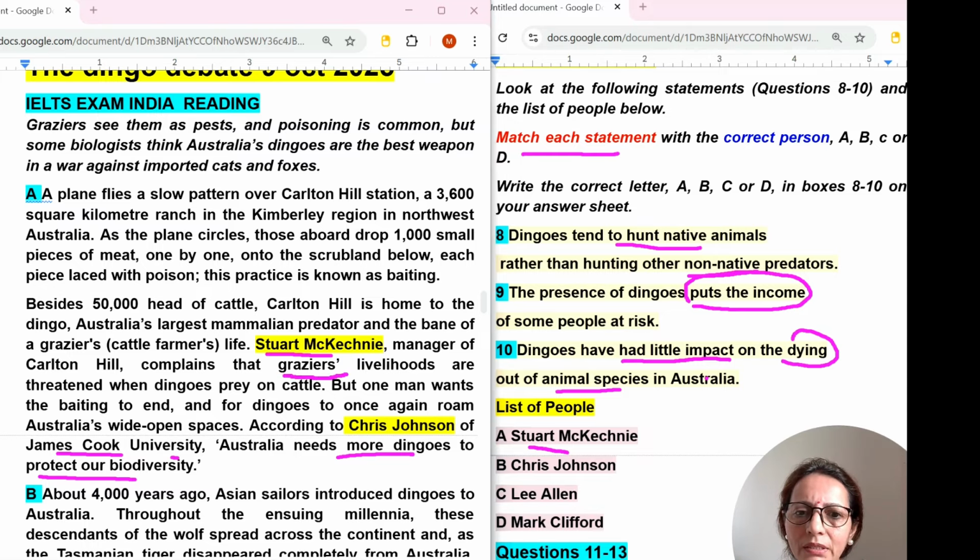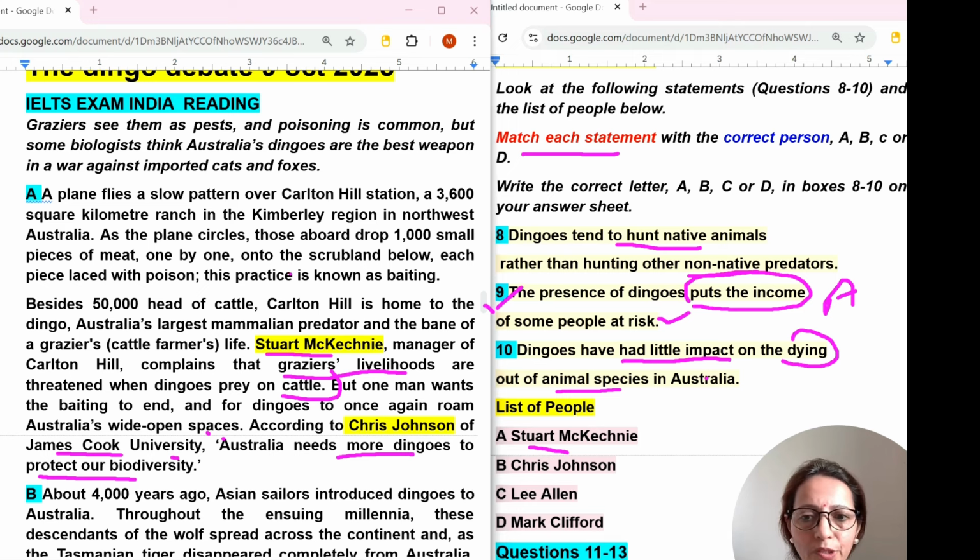Complains that graziers' livelihoods are threatened when dingoes prey on cattle. So we can put presence of dingoes puts the income of. Here income is not given, but some people at risk is given. So I will mark this A person with ninth number. But I will still look at the word income also. Here nothing is given about income. And Chris Johnson, B number, no purpose is solved from this line about this person.